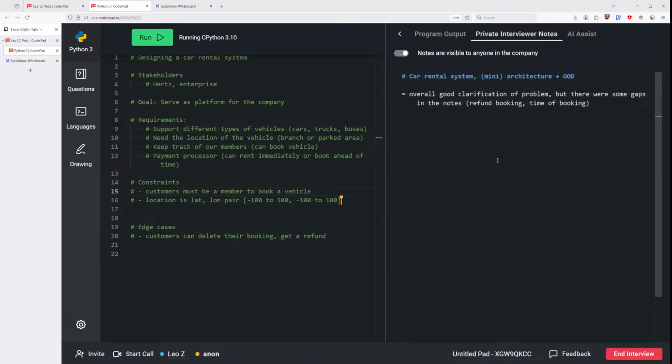Okay, and then let's see. I'm thinking if we need to keep track of our members and who booked our vehicles. Payment processor: when we do the payment processing, do we have to choose how to implement it, or is it maybe like a microservice such as Stripe, an API that we can call? Yeah, it's an API that we can call, but you need to say how to call it. Okay. So I'll just say external API. Okay, keeps track of our members, need the location of the vehicle. Let's see what else there is.